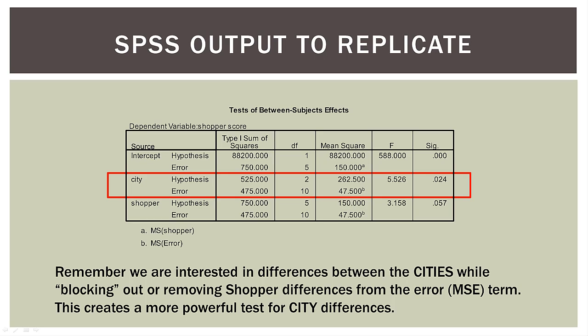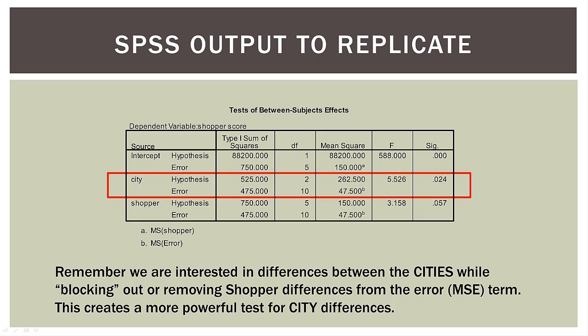So remember, we are interested in the differences between the cities. So we're looking at the secret shopper scores between Sydney, Brisbane, and Melbourne in Australia. So we want to know if a difference exists somewhere between those three cities. But we want to sort of account for or block out any variation in the shoppers themselves, so we can get a clearer picture of what's going on with the cities.